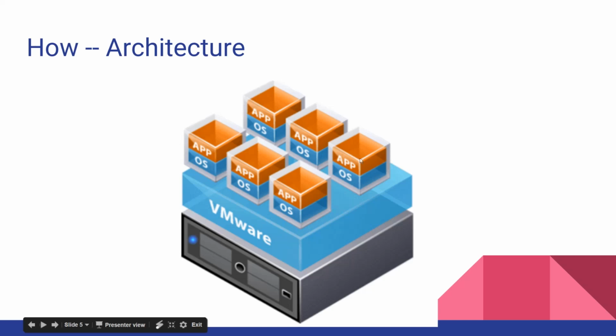This is architecture. I choose this architecture, but bottom layer is a physical box. And the next one is the VMware, which is ESXi operating system. And the next layer is multiple virtual machines. In each virtual machine, we install operating systems and then install applications. And of course, there are other multiple architectures.